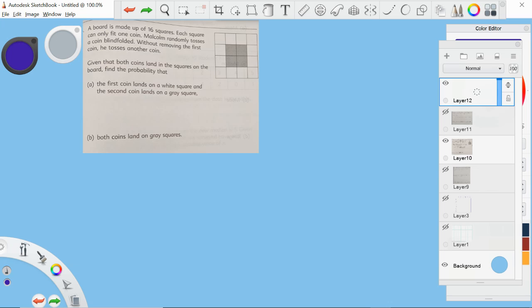Well, let's see. How many white squares are there? Oh, sorry. Let me read the whole thing. The first coin lands on a white square, and the second coin lands on a gray square. The probability of landing on a white square on the first flip, that's why I'm putting that little 1 there. Well, let's see. There's going to be 1, 2, 3, 4, 5, 6, 7, 8, 9, 10, 11, 12. There's 12 white squares, and there are 16 total squares. So the probability of landing on white in the first place is 3/4.